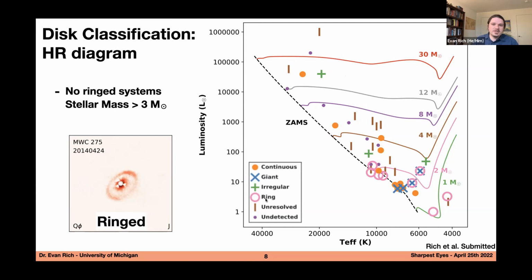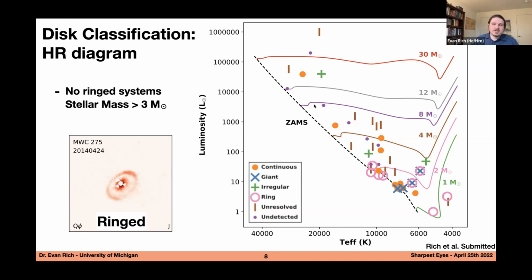But one of the key trends that we see are rings, which are the pink circles here, and all of them are located in the bottom right of this diagram. And in fact, systems with less than 3 solar masses are the only systems in which we detect ring systems. For the higher mass objects greater than 3 solar masses, we do not detect any rings.